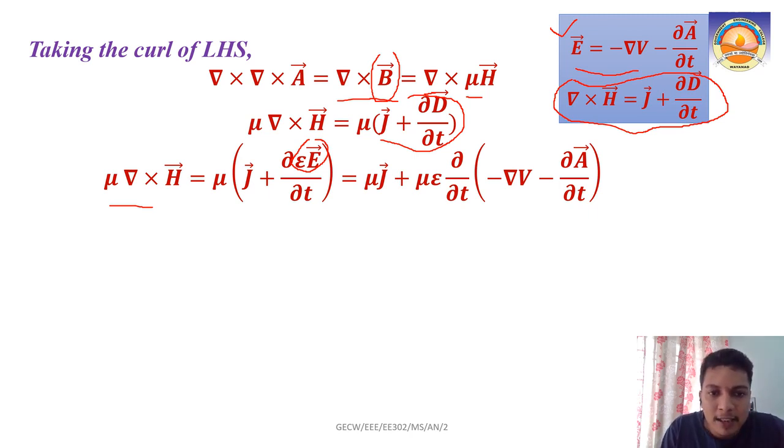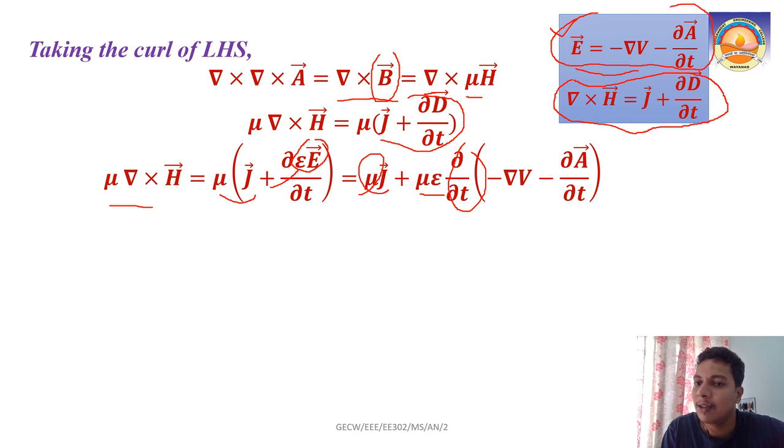Now we will take the mu inside the bracket, so it will become mu J, the first term, plus mu epsilon, since epsilon is constant and we can take it out, into dou by dou t of the remaining part, the electric field intensity. For a time varying field, that is minus del V minus dou A by dou t. We are applying two conditions here: B equals mu H and D equals epsilon E, which are known to you.